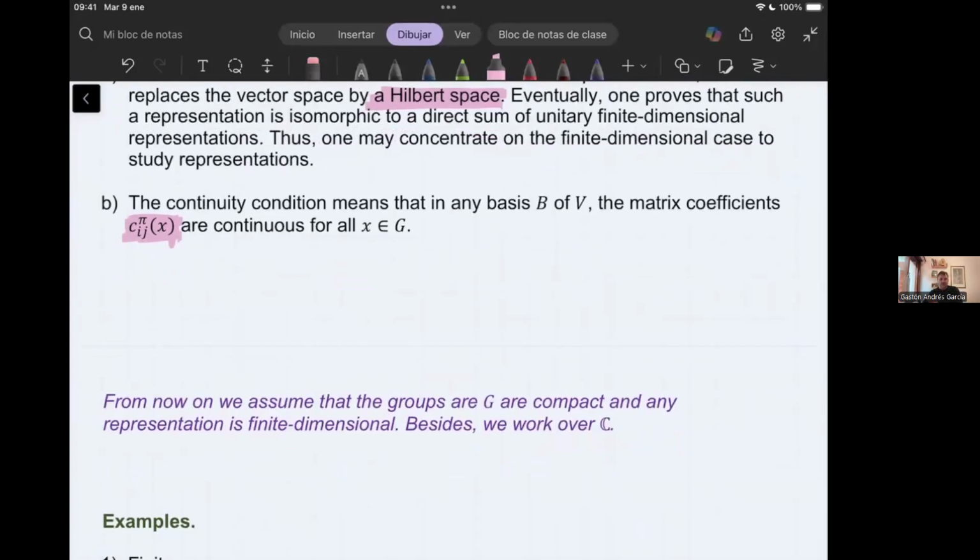So from now on, from this lecture and what is coming next, every time I talk about a group, it's going to be a compact group. And when I say representation, it's going to be a finite dimensional representation. And by default, I will work over the complex numbers. But if I talk, for example, about a representation of the special orthogonal group, it's going to be over the reals.